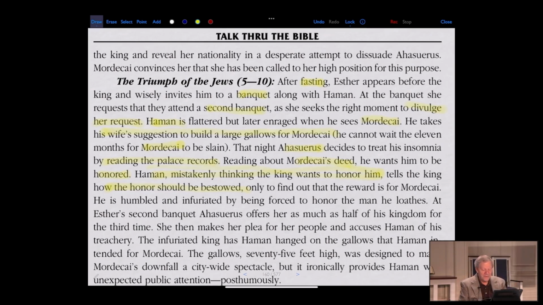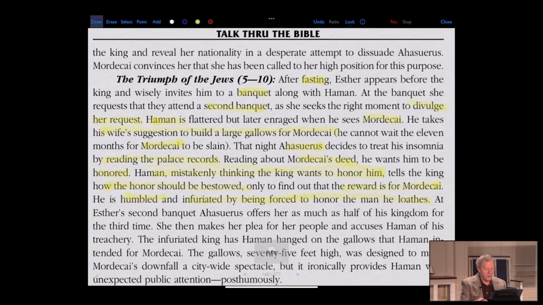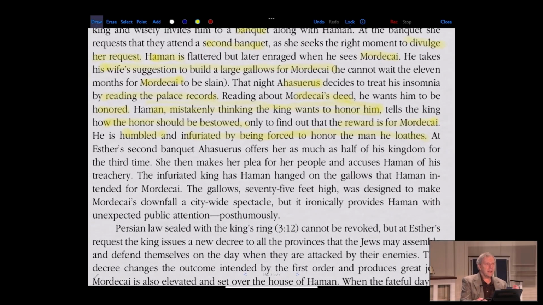But then you find out the reward is for Mordecai. Now, do exactly what I told you to do, but do it for Mordecai. And he's right in there ready to invite the king to have him hung on his gallows. All of a sudden, everything changes. Can you imagine the humility with which he then had to do this and how he was moaning? He was humbled and infuriated by being forced to honor the man he loathes. Another plot, an image of an irony. And again, sovereign purposes working together and construing a pattern and a plan.